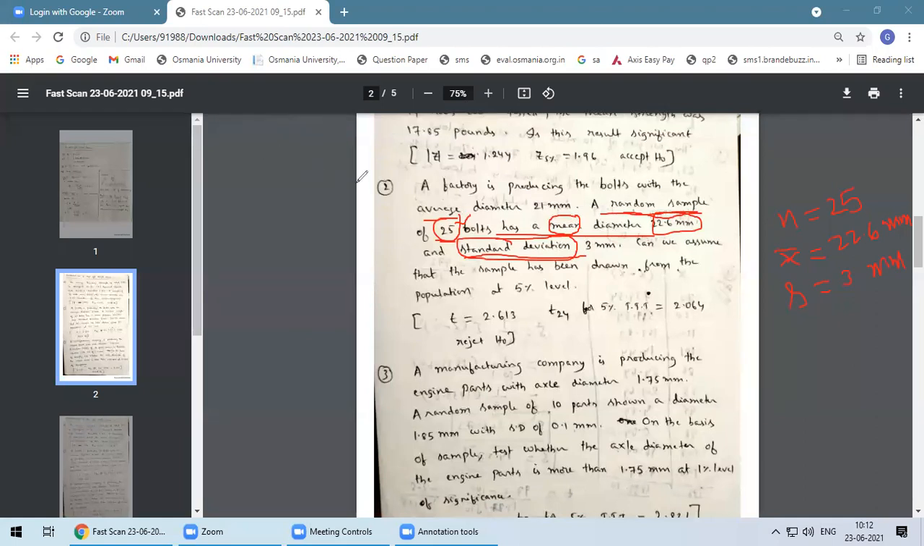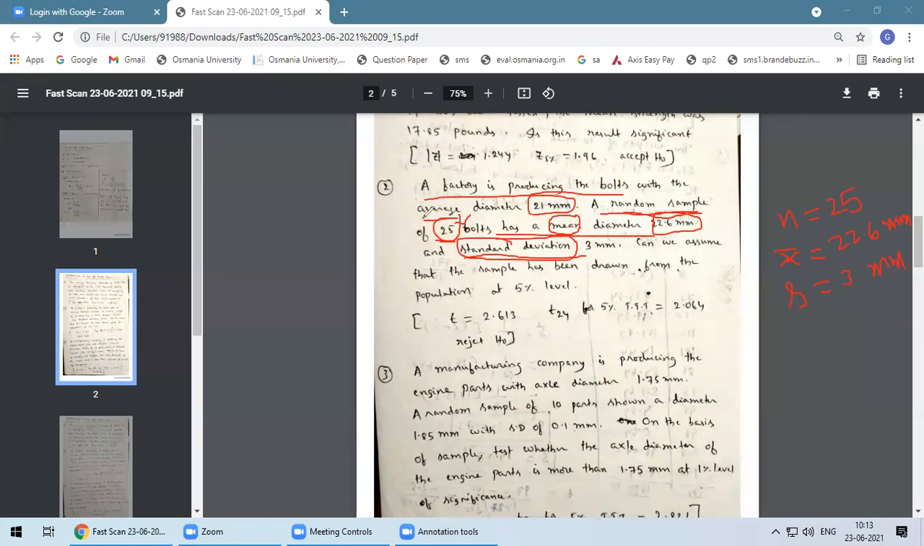Now read the first sentence of the problem. The company has made one statement. What is that? A factory is producing bolts. A bolt manufacturing factory is there. On an average, what diameter are they producing? Bolts of 21 millimeter diameter they are manufacturing. So this is the general information. What does the first sentence reflect? In that factory, the factory is producing bolts of average diameter 21 millimeters.